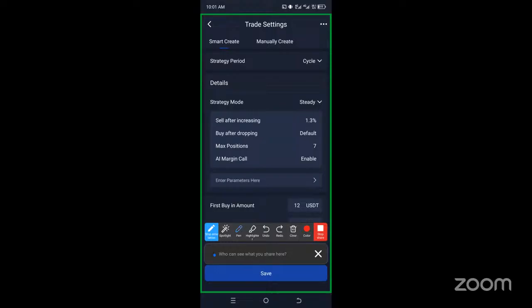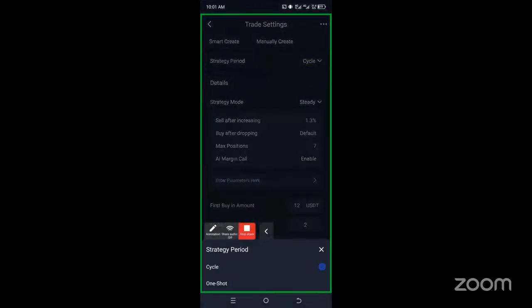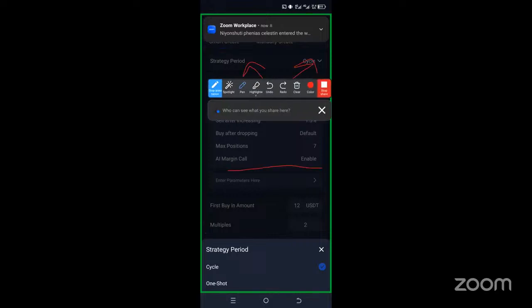But before I go through that, I want to explain what we call strategy period. We have strategy mode, which I have seen, radical, steady, and conservative, but we also have strategy period. When you talk about strategy period, we can click here and we see them. When we click there to see the strategy period, we can see cycle and we can see one shot. Then you may ask yourself, what are these periods about?